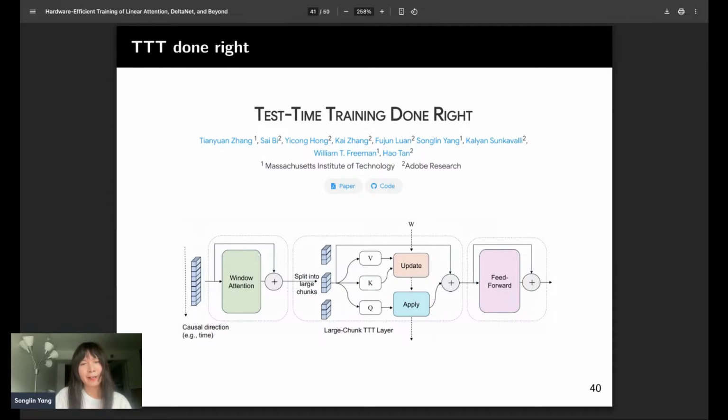So the chunk size in the original TTT paper is very small. It is like 16. And because the TTT update is also very complicated, it is very hard to optimize on modern GPUs. But with a very large chunk size, we can even write pure PyTorch code to compute this large chunk TTT update mechanism.